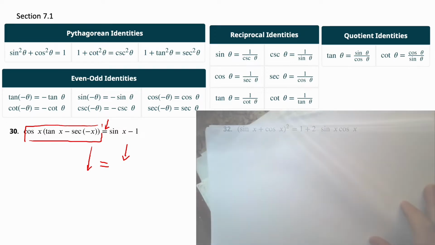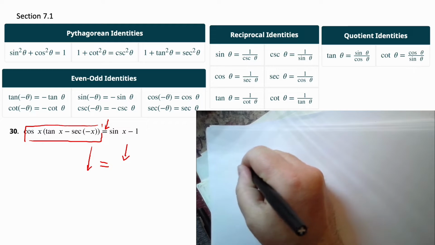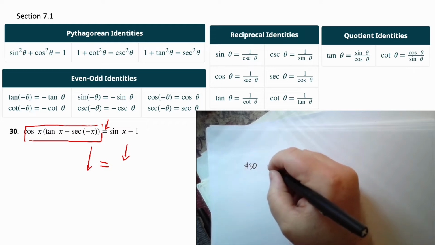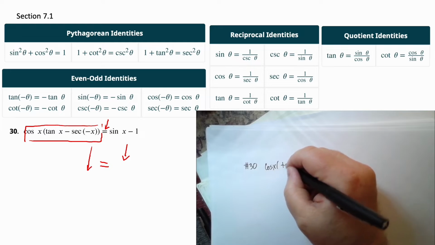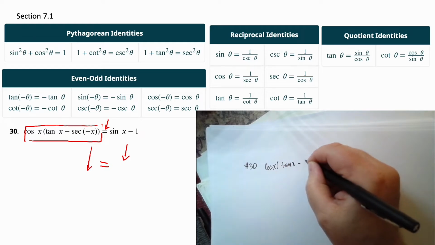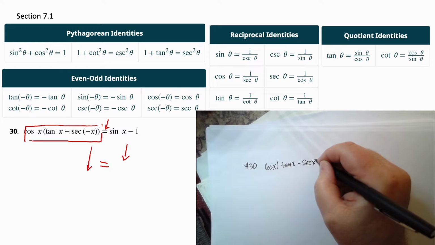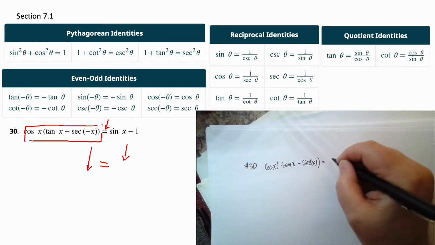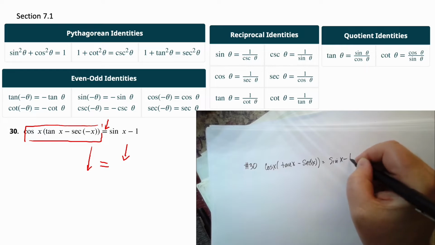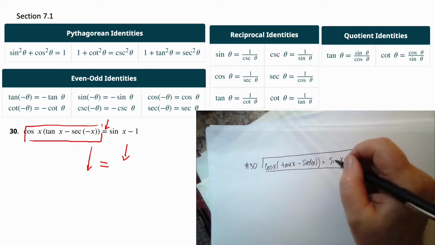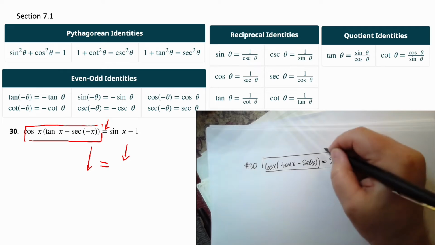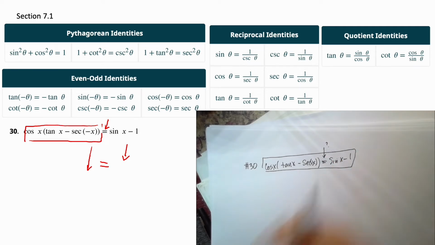Alright, so let's try number 30. Cosine x times tangent x minus secant of minus x, make sure we put the minus in there, is equal to sine x minus 1. Now, of course, what we're doing here is trying to prove this identity. So the thing that we don't know is the equal sign. That's what we don't know.